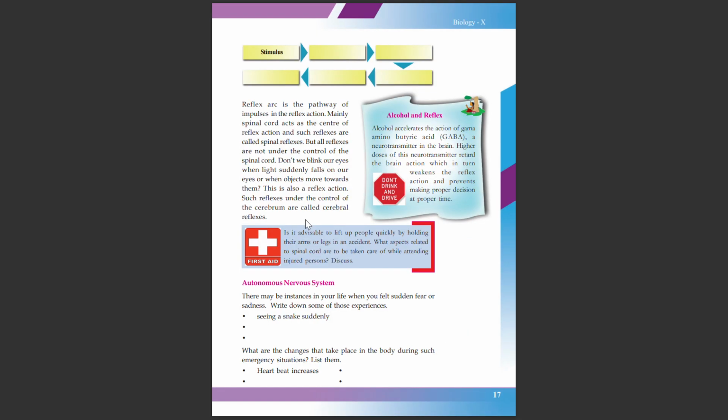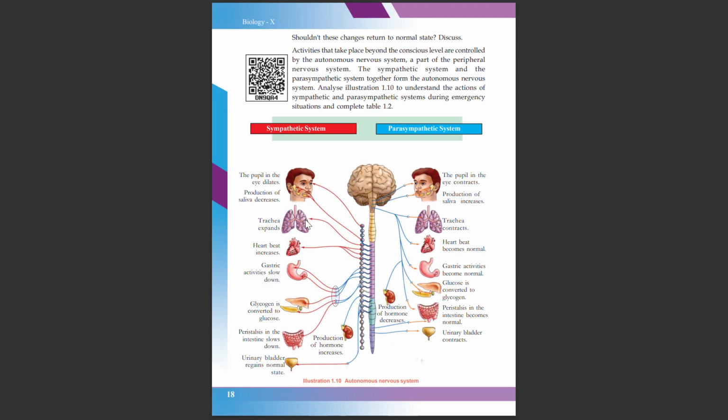So the two types of autonomic nervous system are sympathetic and parasympathetic. Shouldn't these changes return to the normal state? Yes, it will return when you are normal. Activities that take place beyond the conscious level are controlled by the autonomic nervous system.